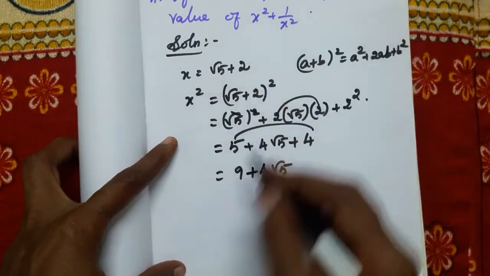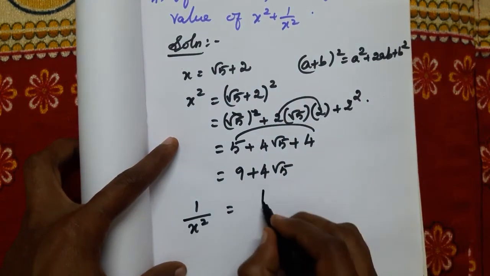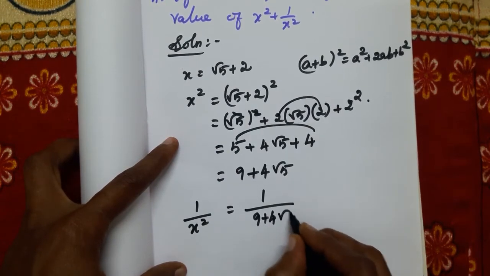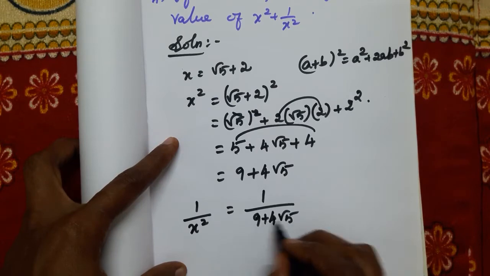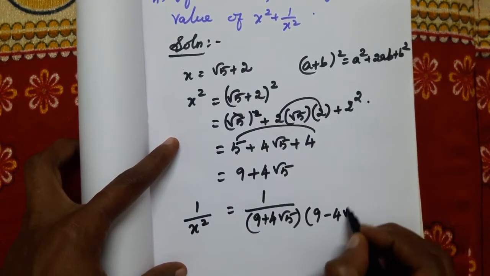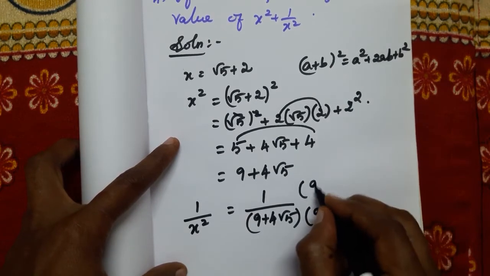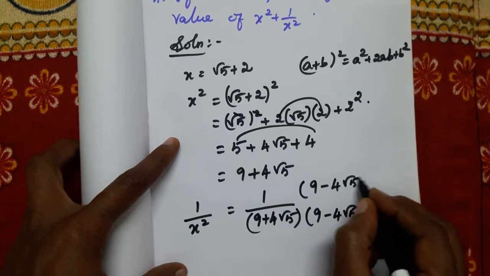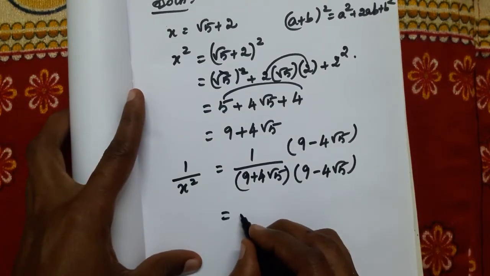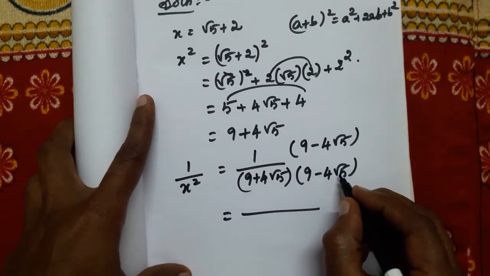We have to find out x square. Next, 1 by x square. 1 by x square means 1 by 9 plus 4 root 5. What's the conjugate of 9 plus 4 root 5? Yes, 9 minus 4 root 5. We have to multiply the numerator and denominator. So what are we getting? See the denominator: 9 plus 4 root 5 into 9 minus 4 root 5.